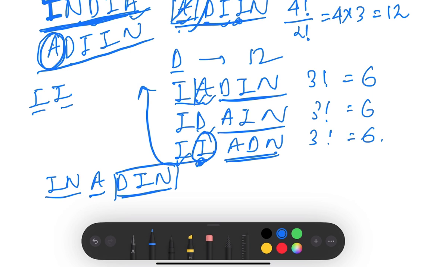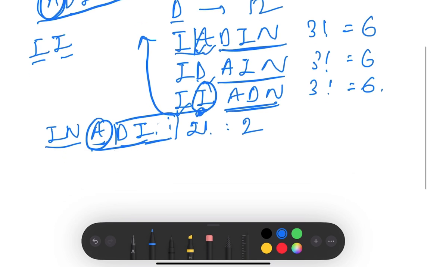Okay, so A has come. After that, sorry, N is already done. So let me remove this one. So only A, D, I, right? So A is fixed, so 2 factorial, that is 2 terms. Okay, so after A, D will come. D will also have 2. So I and D. D is also a correct term.